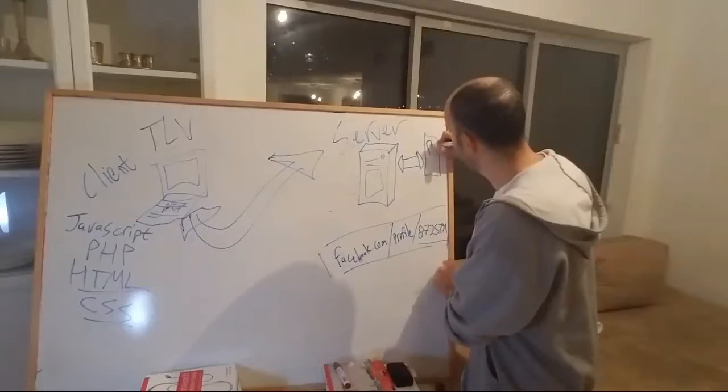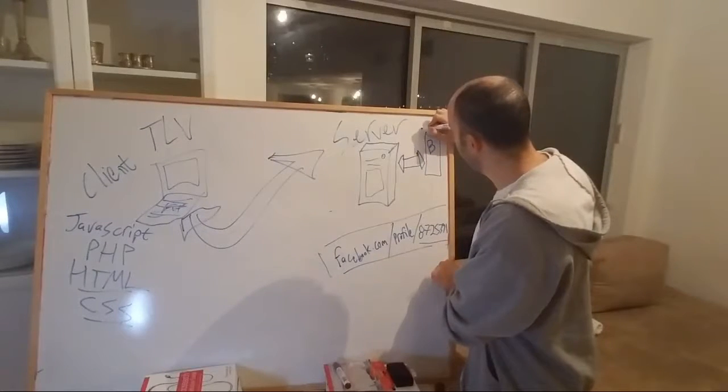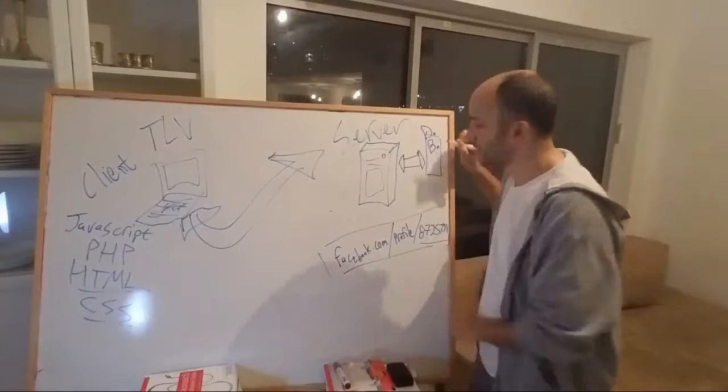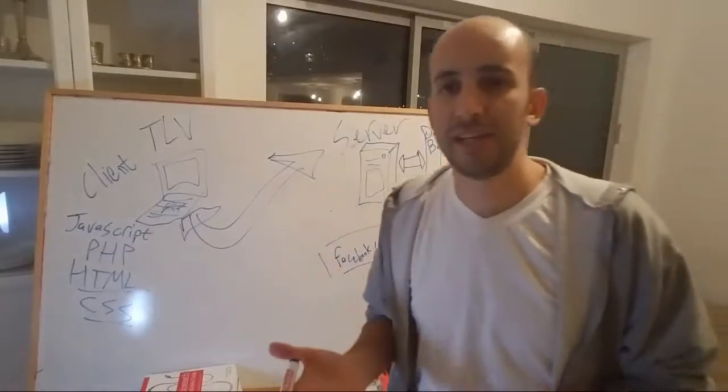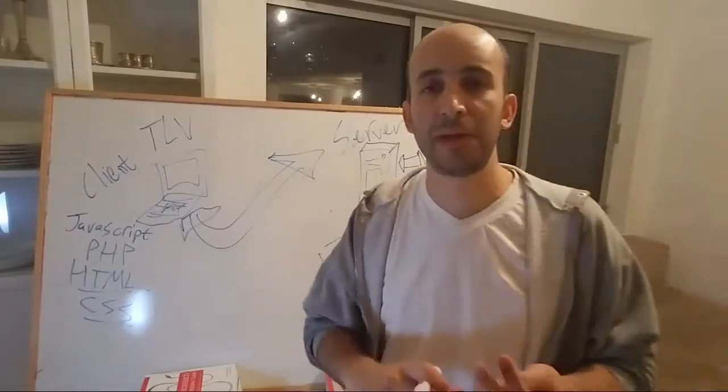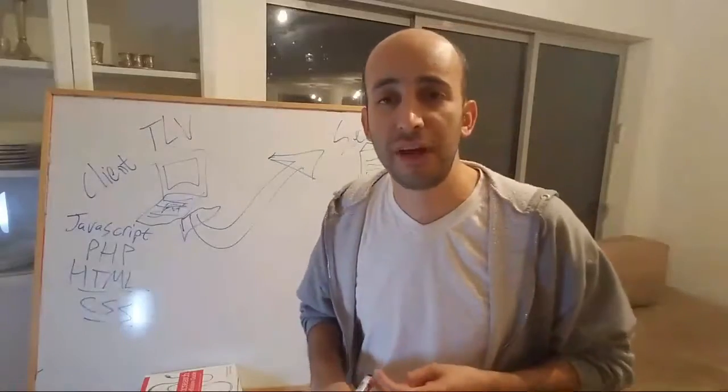I'm gonna write here DB, the database. It's just a base for all your data. And the database probably has the information about Bubba Gump. It's got his picture, it's got his profile, it's got all his friends.